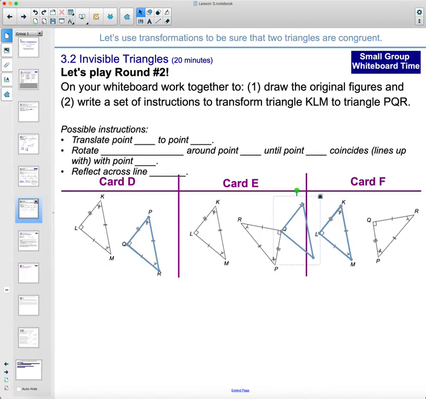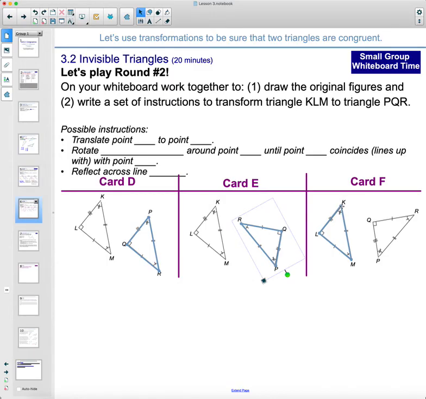then rotate, and now this is point K. Point K goes with P, so I'm going to rotate triangle LKM around point Q until K lands on M. So until K lands on its corresponding or congruent angle. So until it lands on M. And once that happens, then the triangles are directly on top of each other. Okay, so this one took a translation and a rotation.